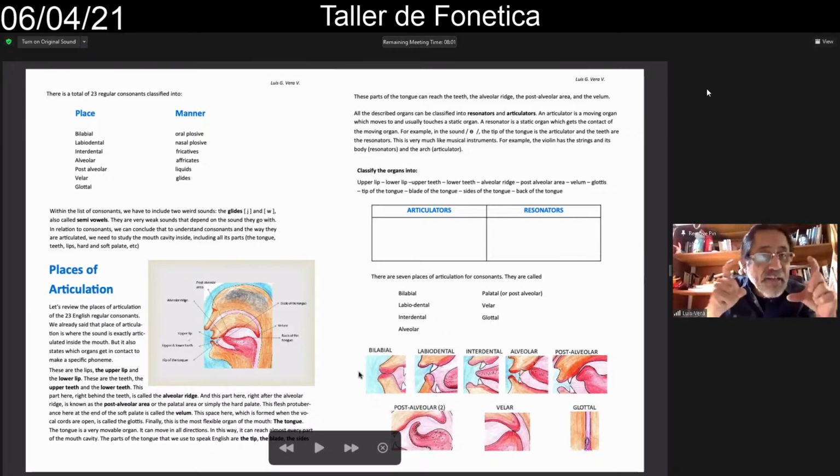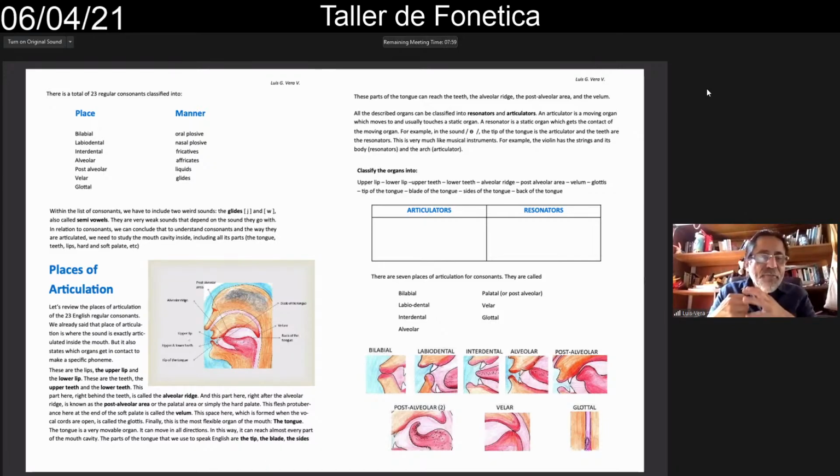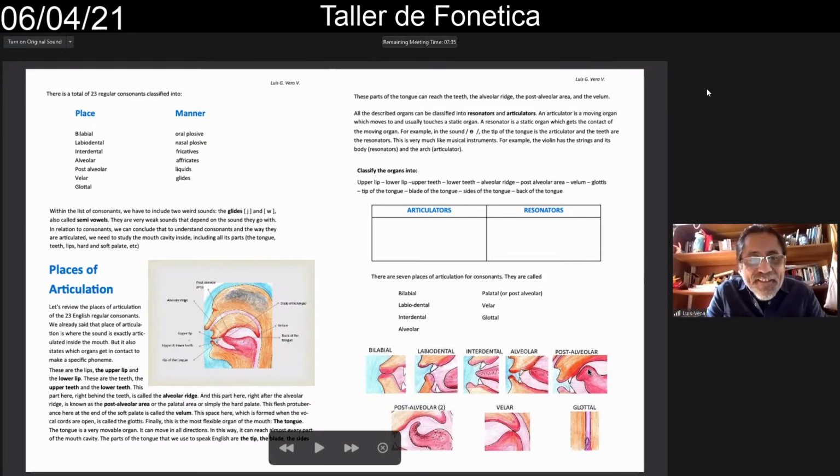Imagine that this is a picture just of that moment when you did the sound. When you say the word cat, but you say k, then this is the picture. But then you say the word, for example, ship. This is the picture, yeah? Okay, why? Because bilabial, labiodental, interdental, alveolar, postalveolar, velar, and glottal.